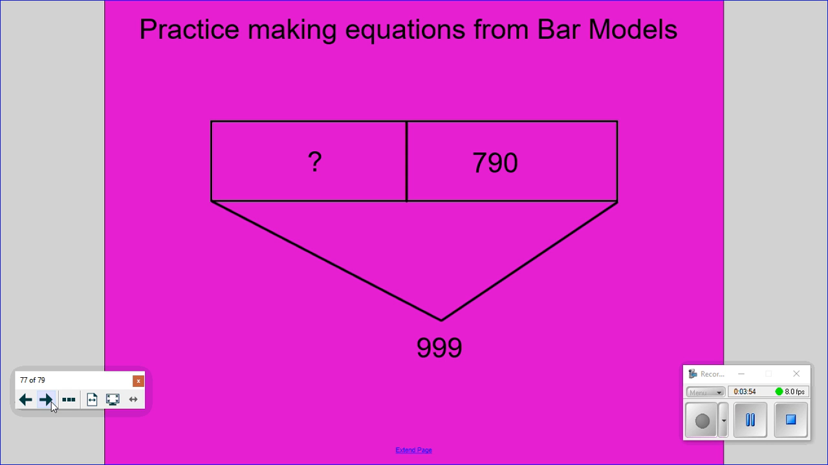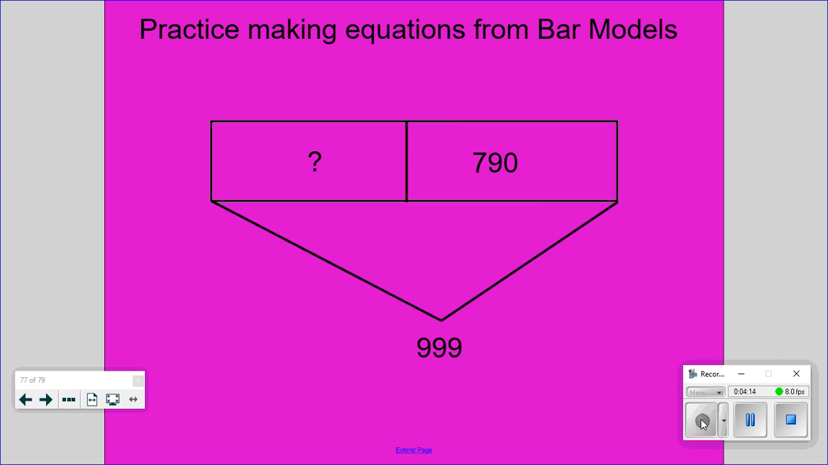Last one we're going to do. We have a bar. Inside that bar, we have a question mark. Then I have 790 also inside that bar. And then my whole is 999.